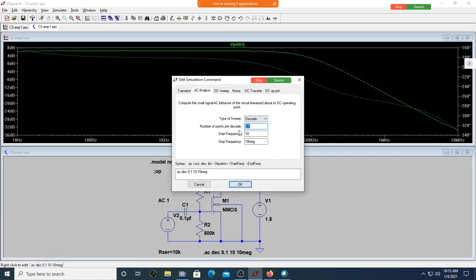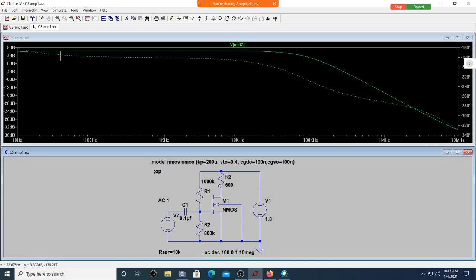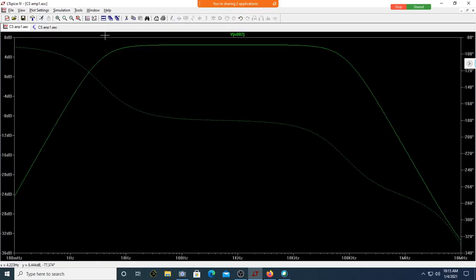Oh, sorry, not that. This is 100. I have to start from a low frequency. This should be 0, not that number of points per decade. It's fine. How much is the expected gain? Can somebody calculate what is the value of gain?